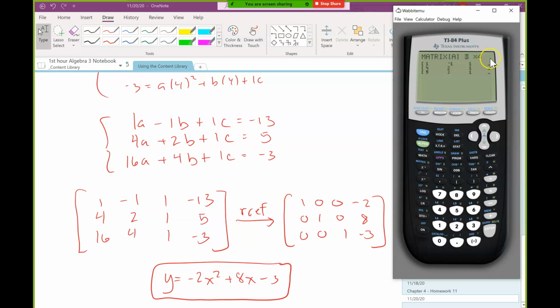I'm just going to put these numbers back into matrix A, the same matrix I used before. So the dimension of my matrix remains the same. I still have 3 rows and 4 columns, so I just pressed enter twice. And now I'm going to type in my new numbers. So 1, negative 1, 1, negative 13. And notice I can just type over what I had there before.